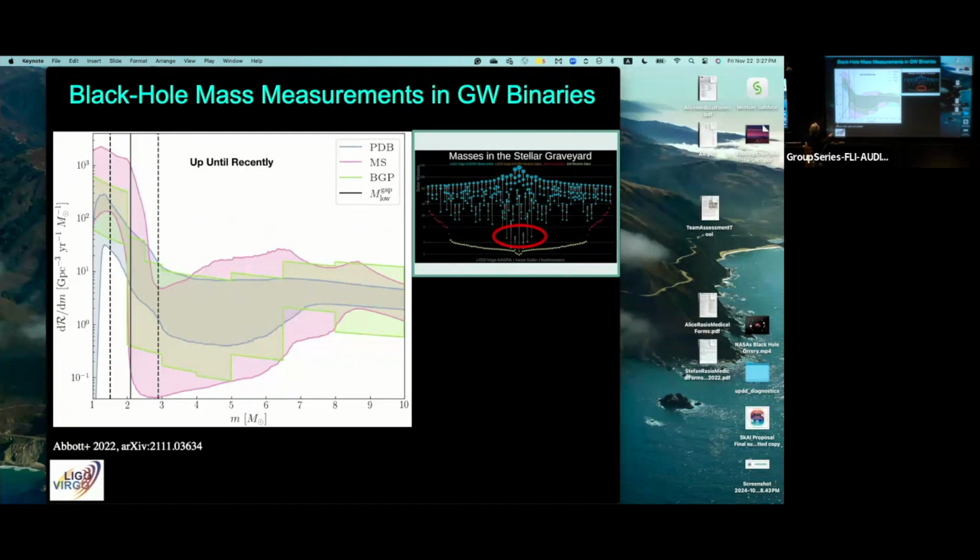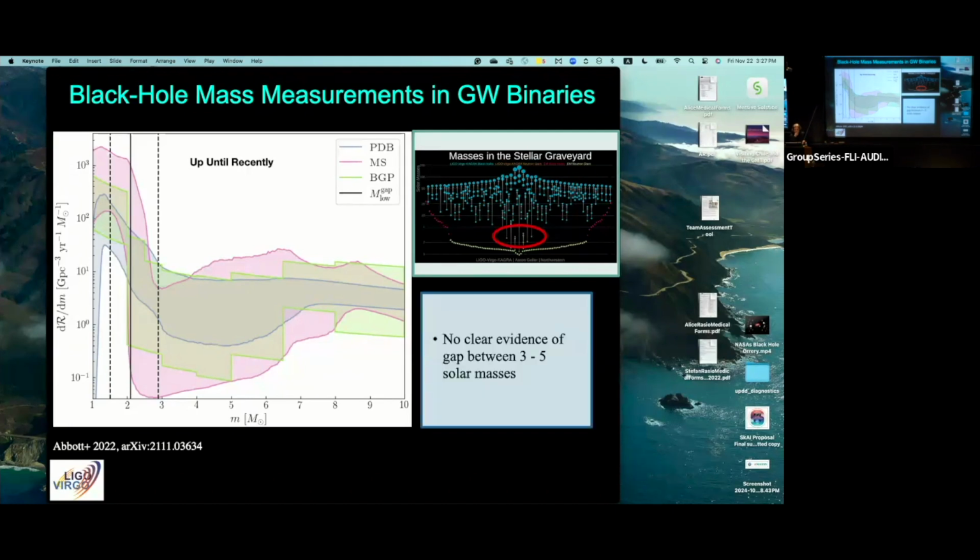And basically, don't be fooled by the lines. Look at the error bars. Basically, it's flat within the error bars, okay? So no clear evidence of a gap between 3 and 5 in gravitational waves, but the error bars are big. So maybe it's there, we just can't see it. Okay.